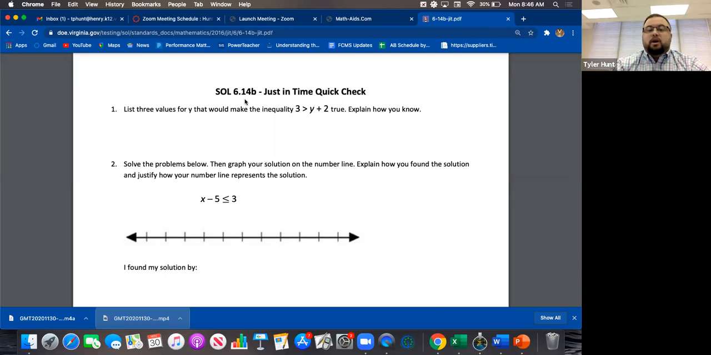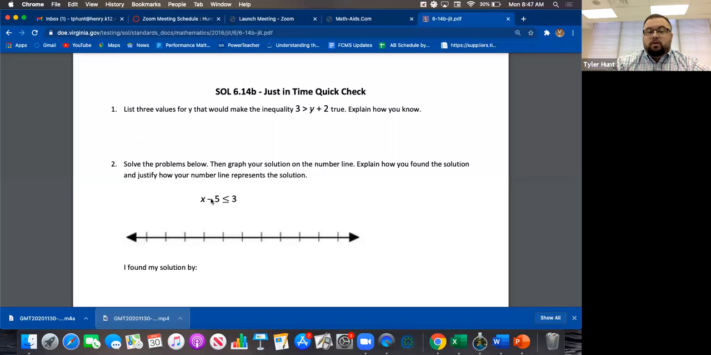Your Wednesday assignment will be solving one-step linear inequalities and graphing them, with also maybe a couple questions reviewing actually having the inequality and then graphing it on a number line. So for the first part, solve the problems below, then graph your solution on the number line. One thing to note when we are working with these one-step inequalities, they are exactly the same as one-step equations, exactly the same.